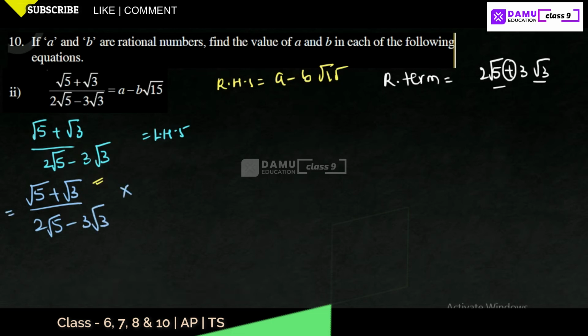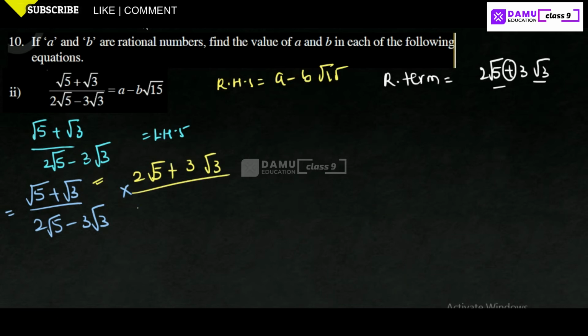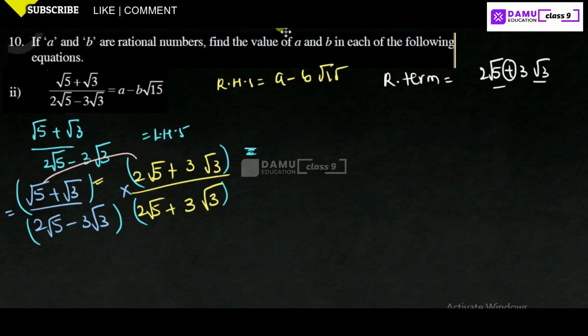So (2 root 5 minus 3 root 3), so sorry, here plus, by (2 root 5 plus 3 root 3). So that is our value. Then equate with these values. How to multiply here: the first term with the first and the second, and the second term with the first and the second. So that is the way.